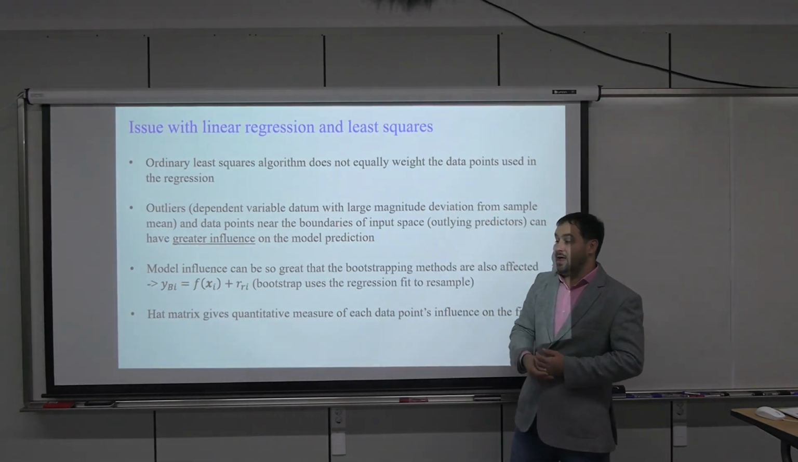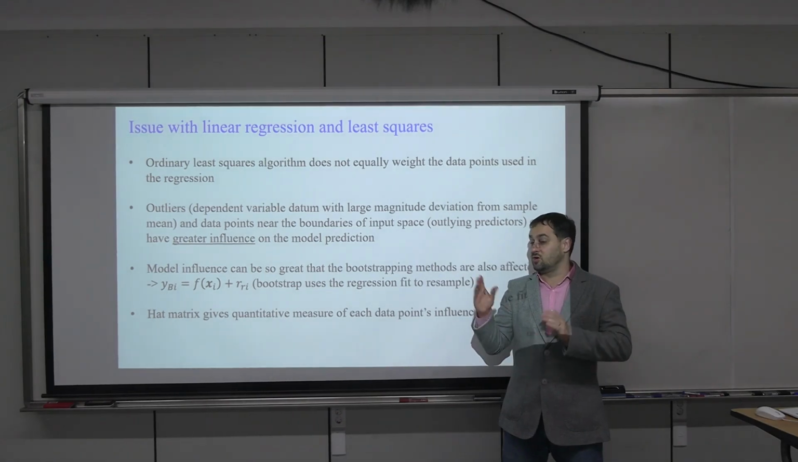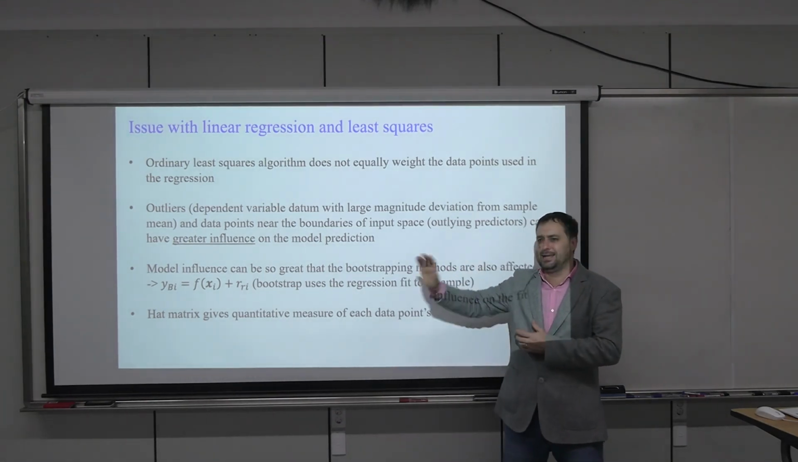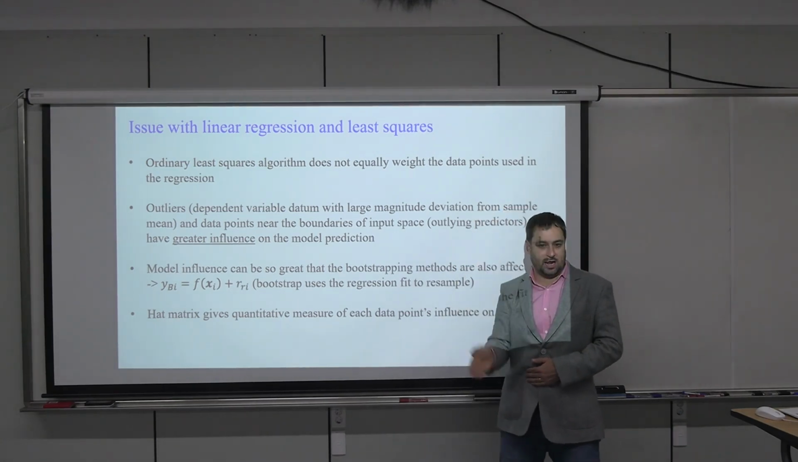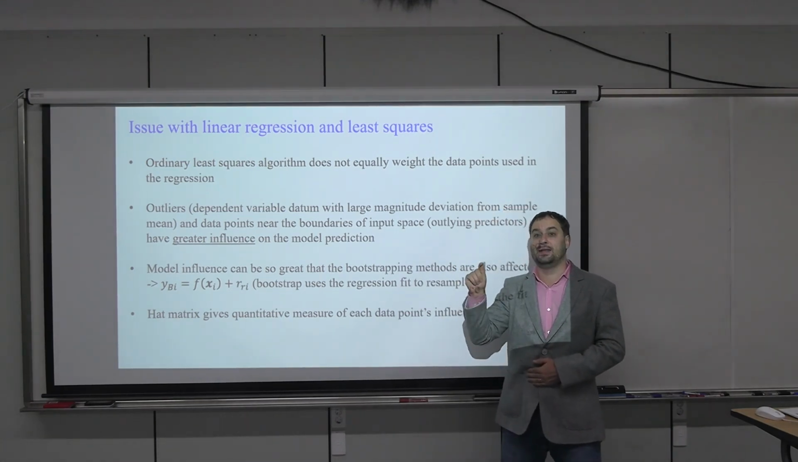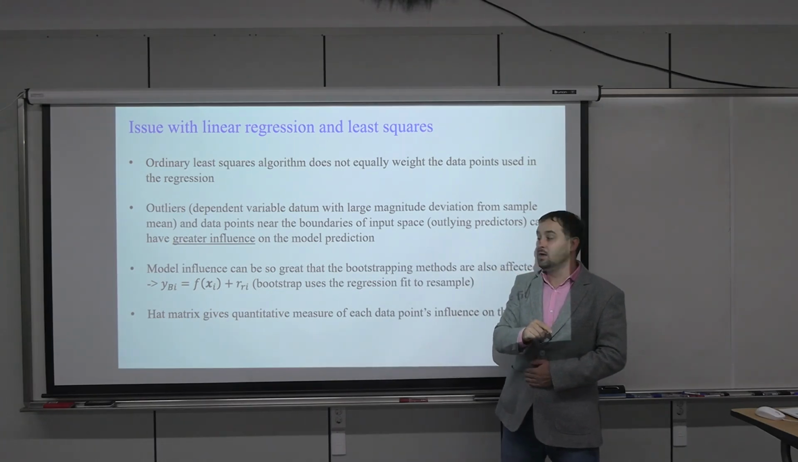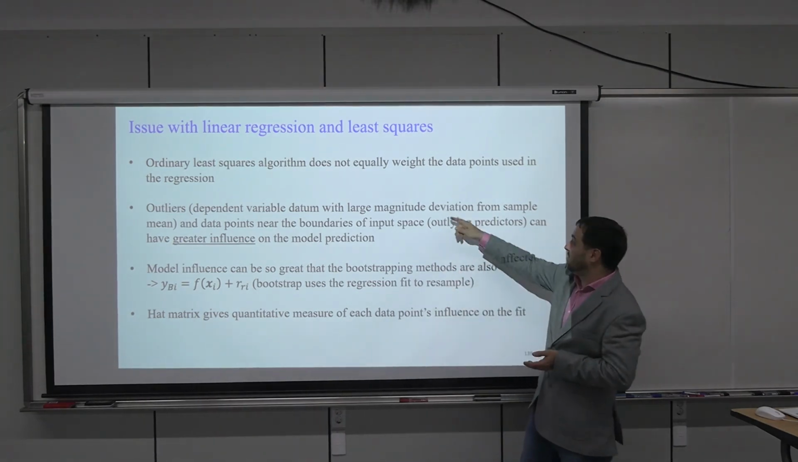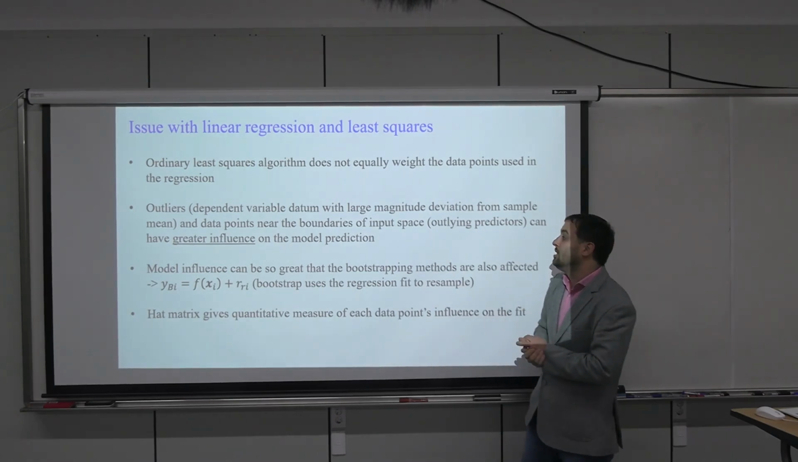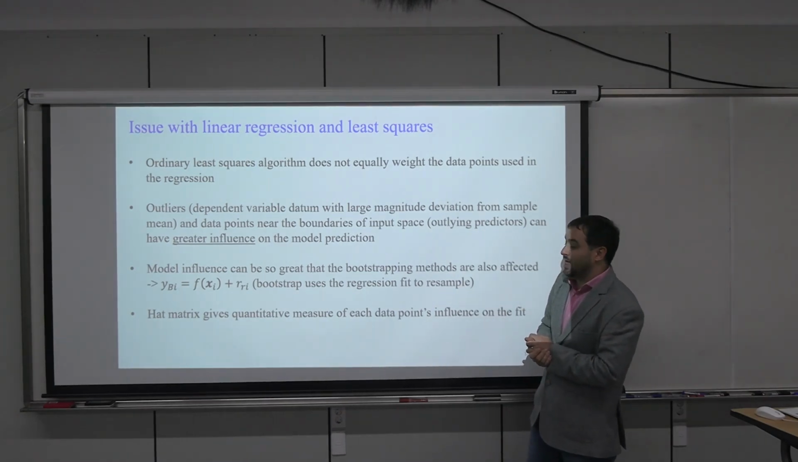Now, the term outlier has a negative connotation, meaning it's a bad data point. That is not true. An outlier is not a bad data point. Some bad data points are outliers, but an outlier is just a Y variable that has a large magnitude deviation from the mean. So that's an outlier.